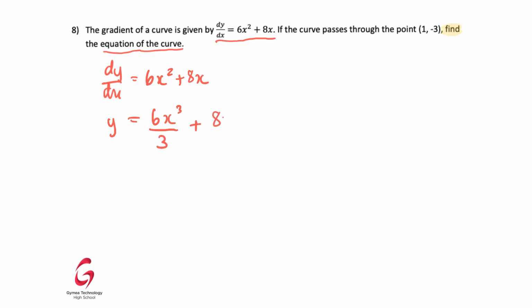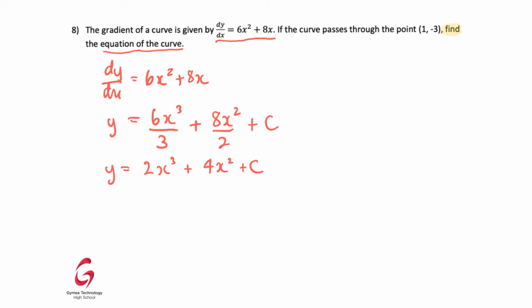The same with the 8x, we're going to add 1, and I've got an imaginary 1 there, so that becomes 2, and divide by that new power. Do not forget to add a potential constant on the end. Okay, so now that we've got this, let's just tidy it up a little bit. And there is the equation of the original curve.